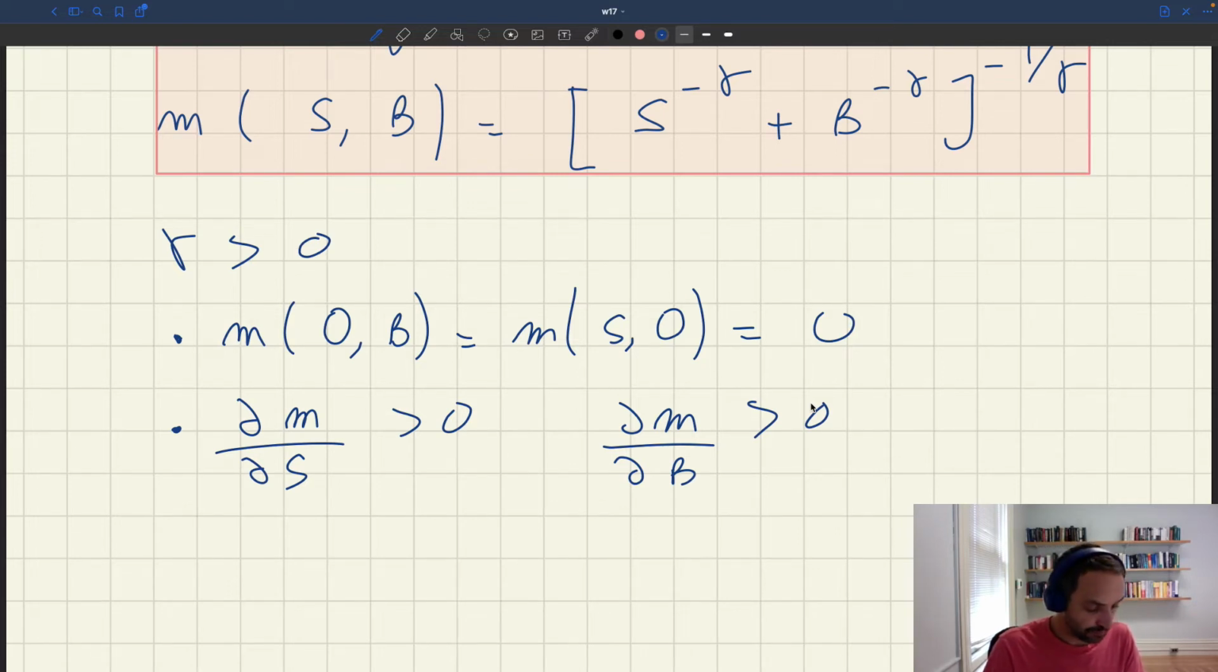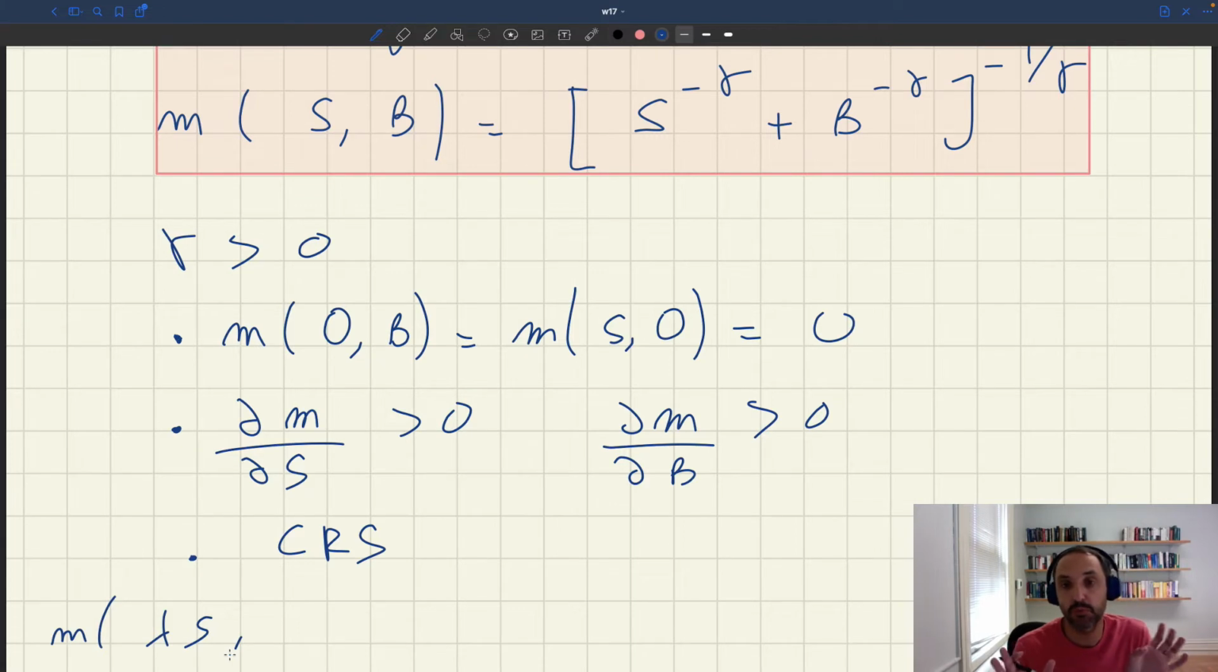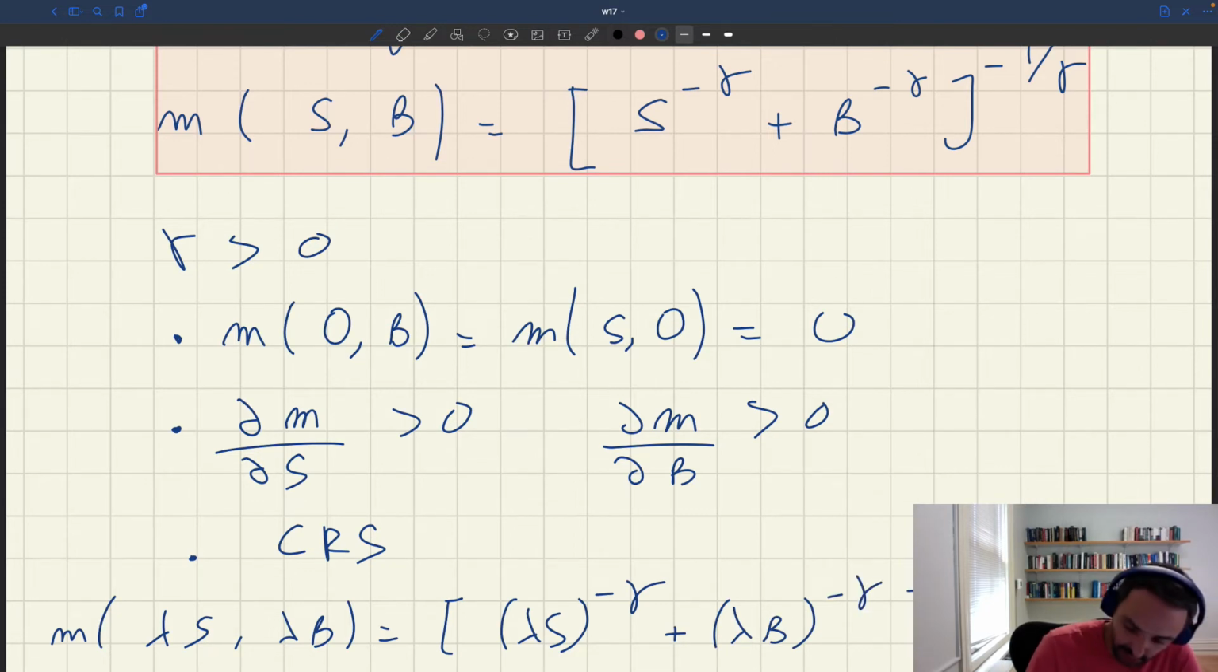is a good thing. Oh, we also need to check, of course, that our function has constant returns to scale, and that's pretty easy to check. We need to check the CRS properties. So for this, we can just compute the function where we multiply both inputs by some scalar lambda. And that's going to be lambda S to the minus gamma plus lambda B to the minus gamma, to the power of minus 1 over gamma.